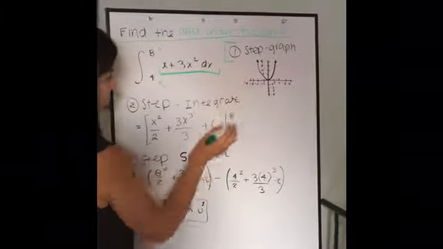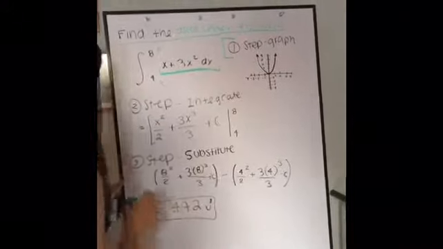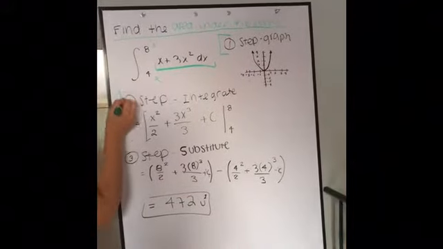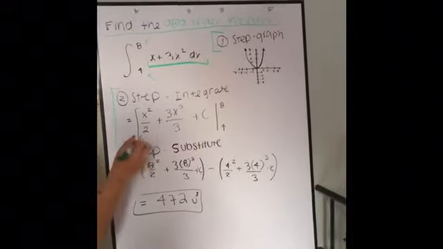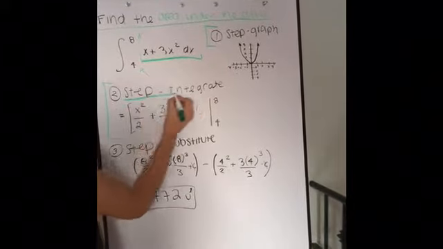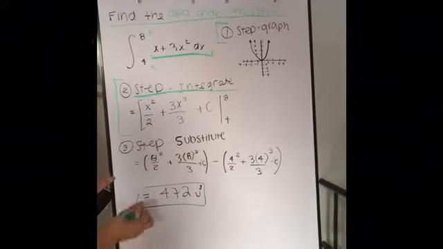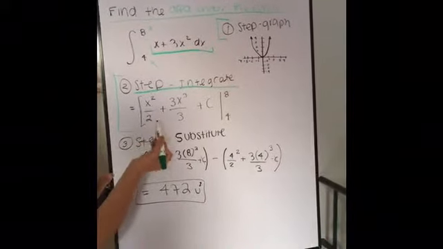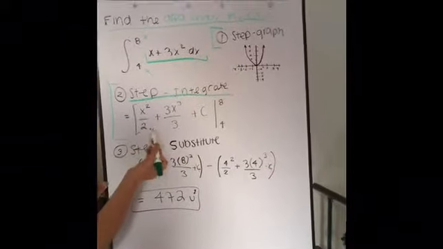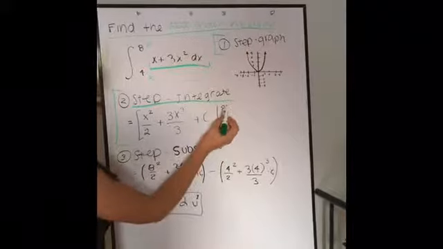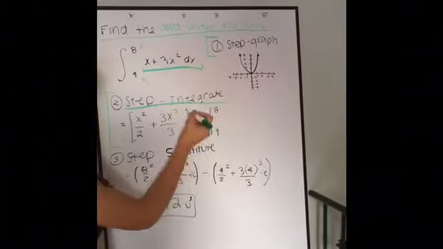The second step is to integrate the equation. And here we have x squared over 2 plus 3x cubed over 3 plus c and the limits. Because of the limits, we cancel out the c and we go to step 3.